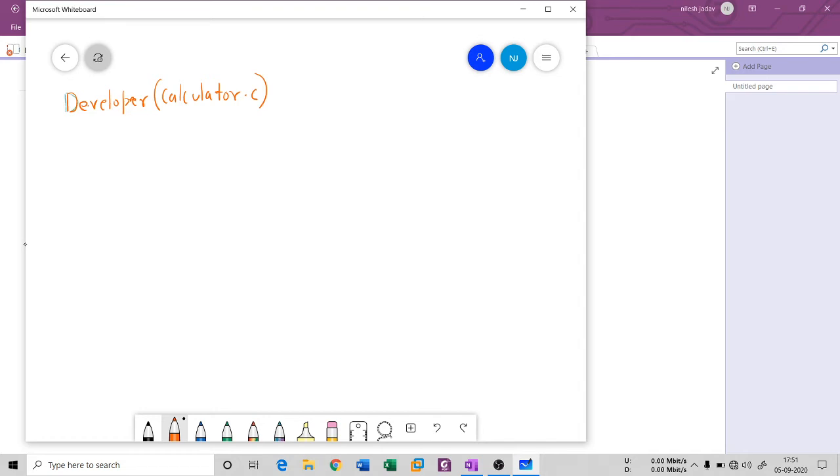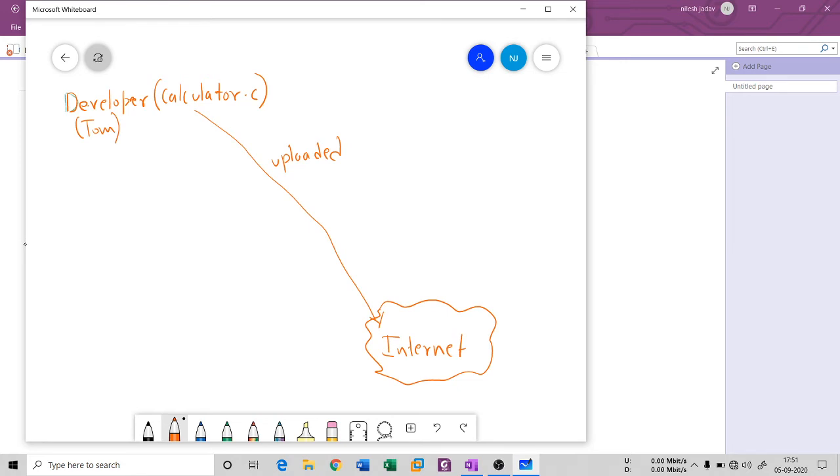This developer just uploads this whole calculator.c, the whole bunch of program, into the internet. So this is all internet. It's a whole lot of things. So this is uploaded, and let's say this developer's name is Tom here. Okay, this Tom uploaded calc.c, this calculator, let me write the complete thing. Calculator uploaded to the internet. Now the whole thing is here.